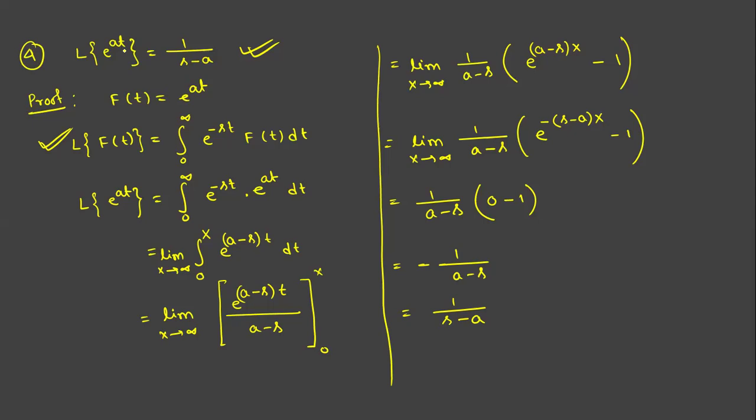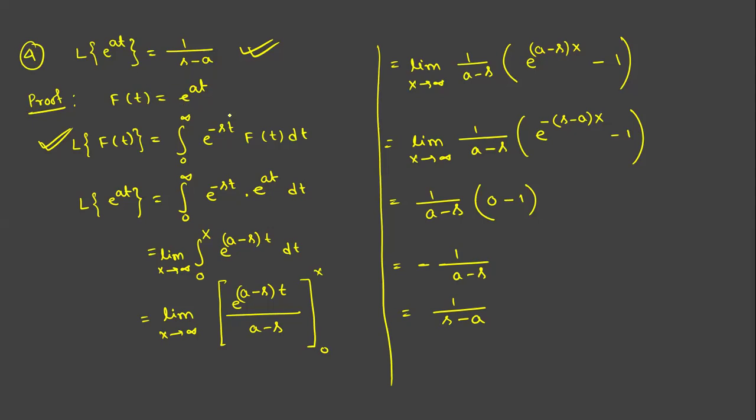Similarly, you can prove formula number 5, that means Laplace of e to the power minus at. Here you have to take f of t equals e to the power minus at. You will get here e to the power minus a plus s into t. Okay, let's try when f of t is e to the power minus at. Try it.